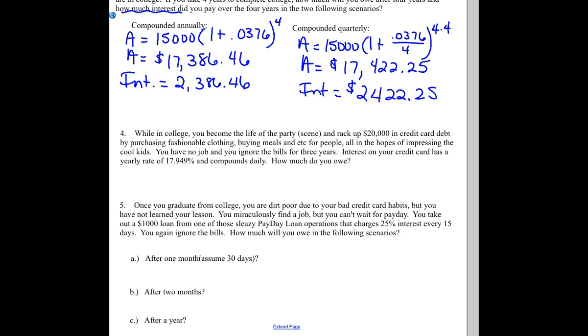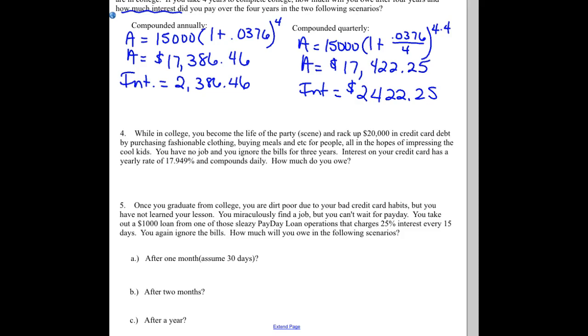All right, question 4. It says, while in college, you become the life of the party and rack up $20,000 in credit card debt by purchasing fashionable clothing, buying meals and other things for your friends, all in the hopes of impressing the cool kids. Did I? No. You have no job and you ignore the bills for 3 years. Interest on your credit card has a yearly rate of 17.94% and compounds daily. How much do you owe?